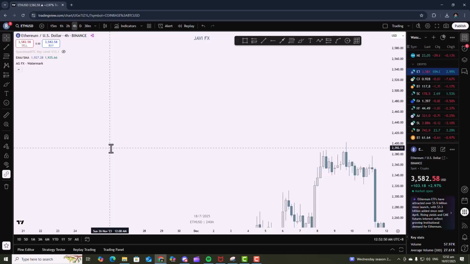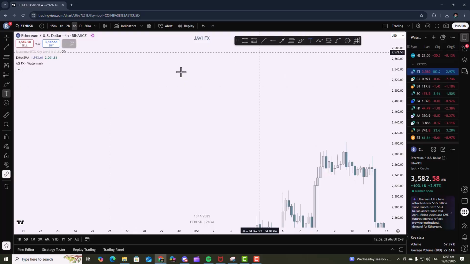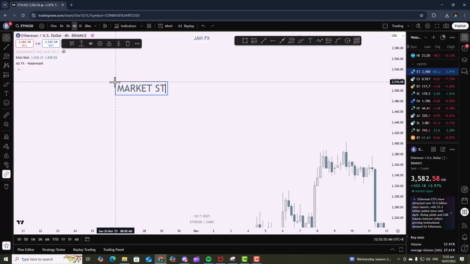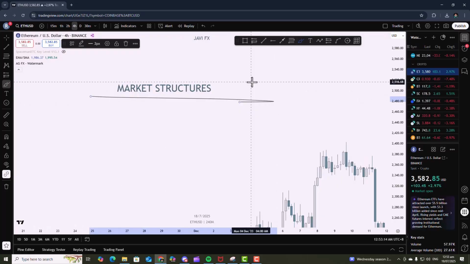The bread and butter of our strategy: market structures. This is what every single strategy is reliant on. This is the foundation of every single strategy. You can forgo everything, but you cannot forgo market structures. This is the most important strategy in any concept. You need market structures.